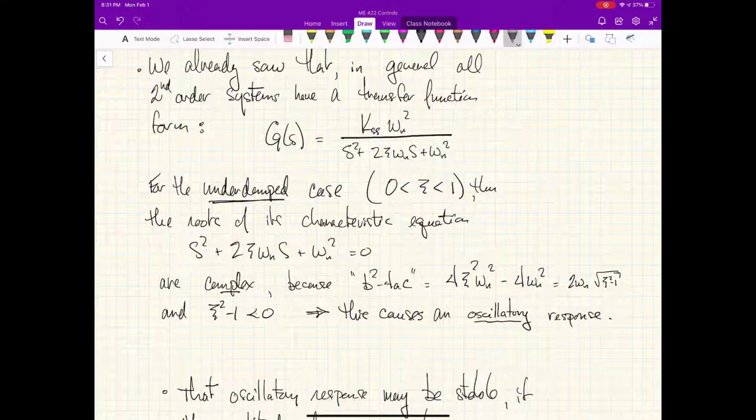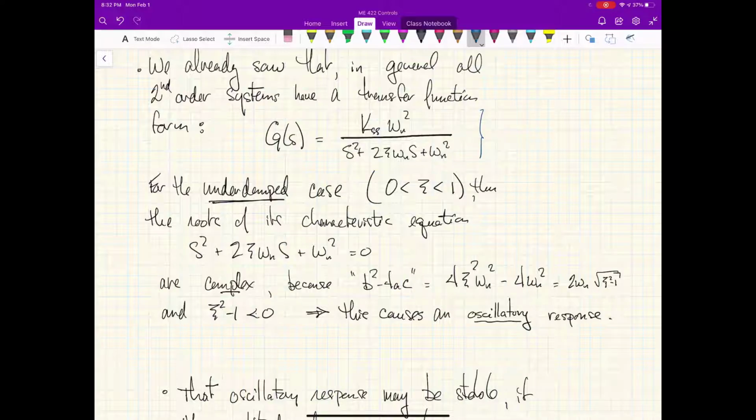Why? Because the radical of that quadratic equation, namely b squared minus 4ac, is equal to 2 times the natural frequency times the square root of zeta squared minus 1, which itself is a negative number, right? So do we need to highlight that there? Maybe it's worth highlighting it a little bit here.